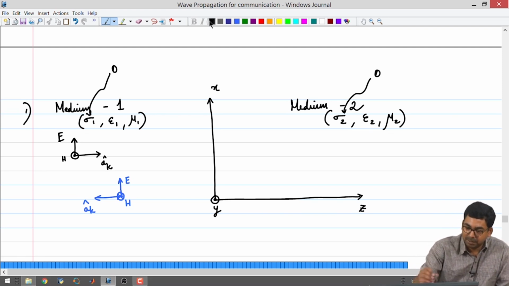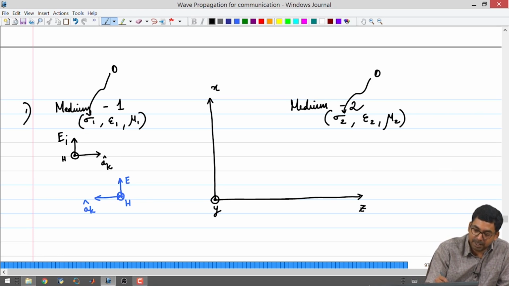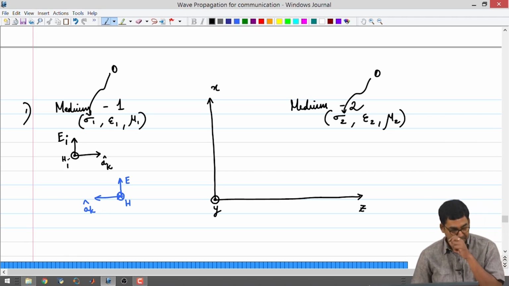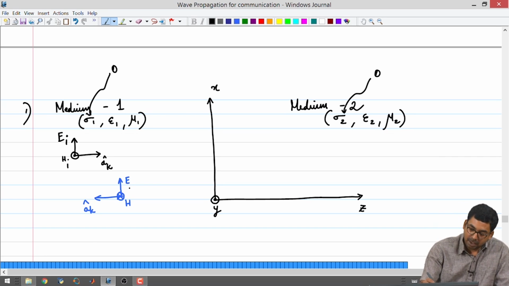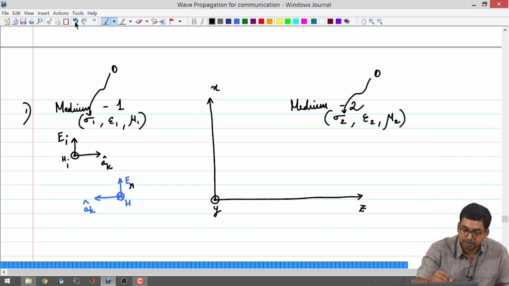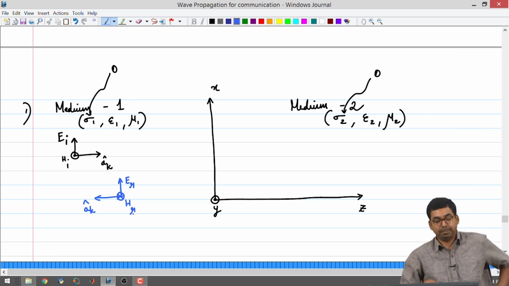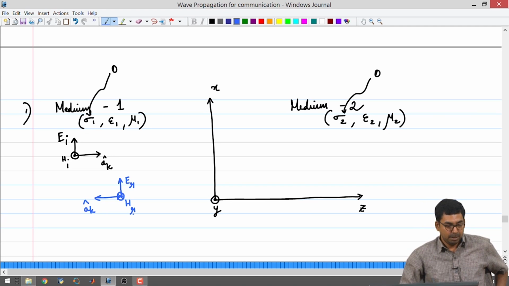Now, in order to distinguish between these two, we can add some subscripts. I can say that Ei corresponds to E incident, Hi corresponds to H incident, okay, and Er corresponds to E reflected, Hr corresponds to H reflected. Okay.